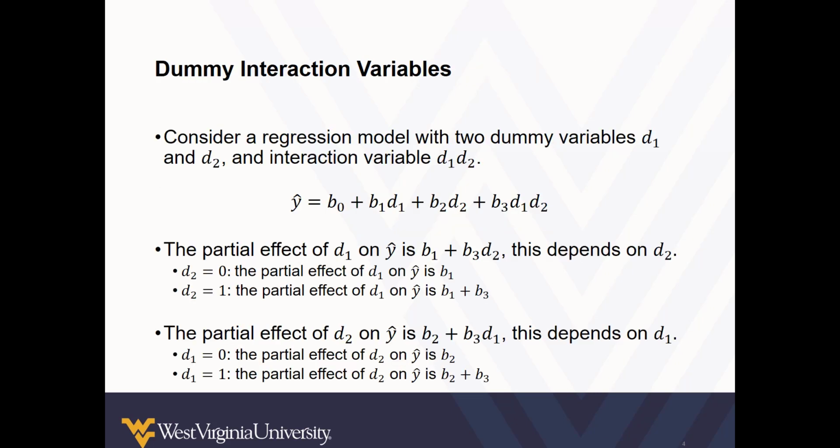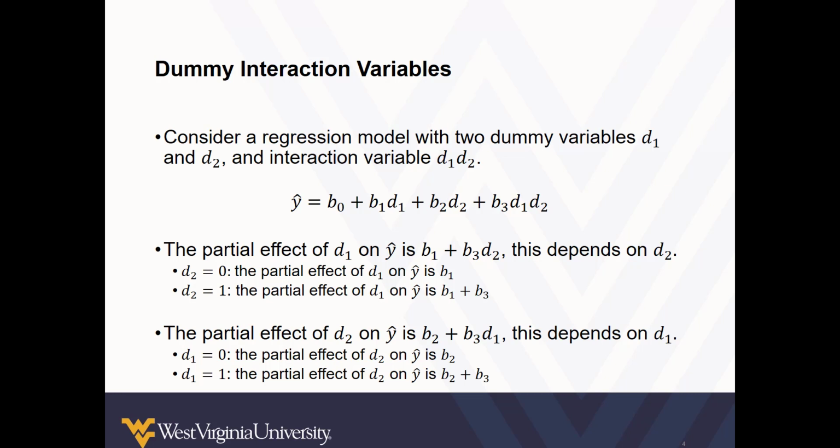So when we're working with dummy interaction variables, say we have a model with two dummy variables, d1 and d2, and then an interaction variable, d1 times d2. So note that that interaction variable is composed of dummy variables d1 and d2. So we see that the partial effect of d1 on our estimated value of y is b1 plus b3 times d2. And this depends on d2.